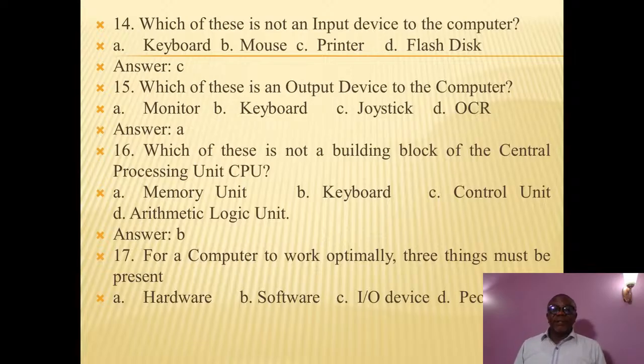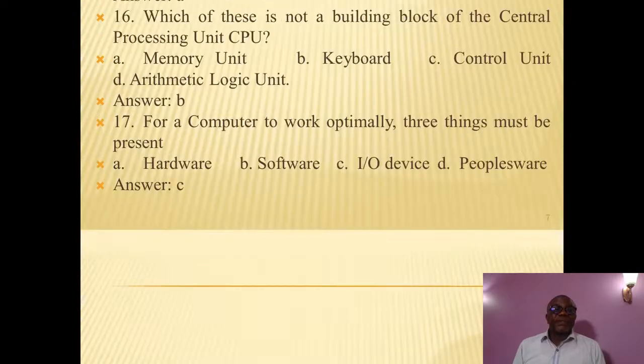The software, which we said is analogous to the petrol, or if it is an electric car, the electricity that drives it. Then the peopleware, which is the people that mount it, even if it is remotely. So what is not a must for a computer to work optimally is the I/O device. So our answer becomes C.